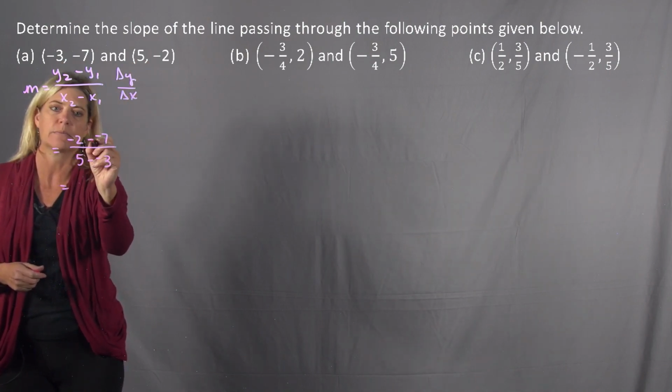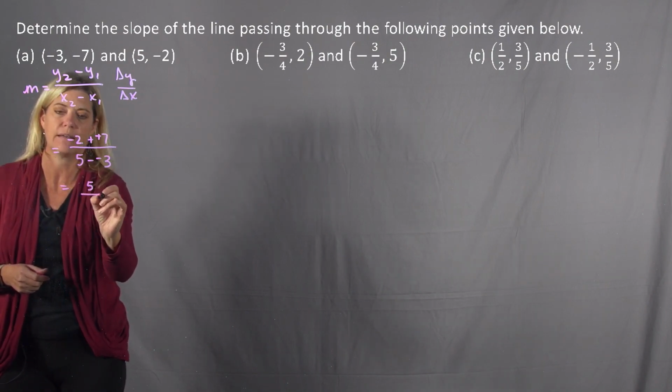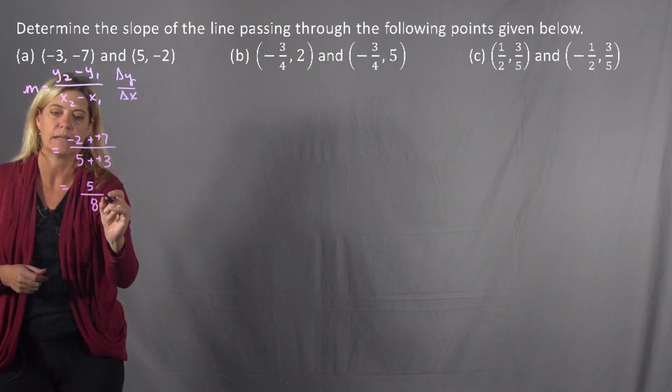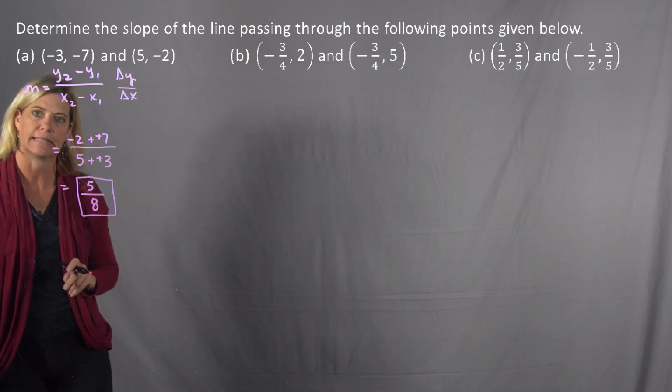So this gives us really plus, right? So it's -2 plus 7, which is going to give me 5. This is 5 plus 3, which is going to give me 8. So the slope of the line containing those 2 points is 5/8.